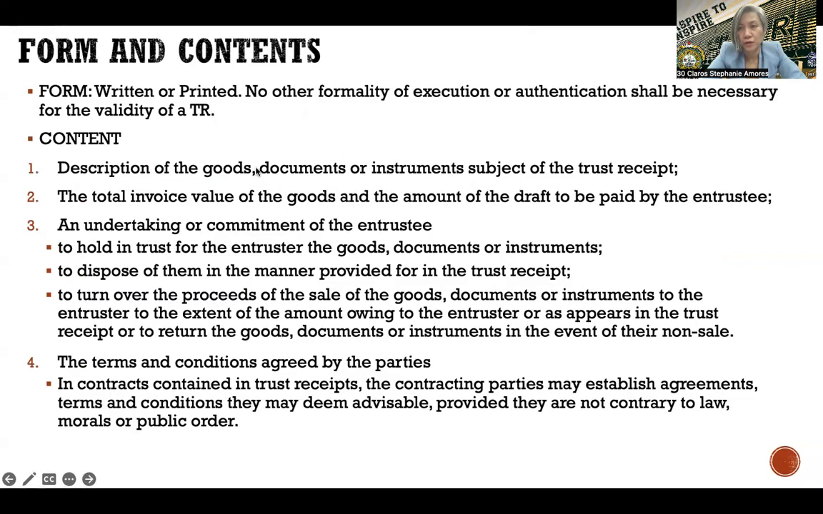So under the law, there is a prescribed form for a trust receipt. It must be written or printed. No other formality is required, so therefore it does not need to be notarized.